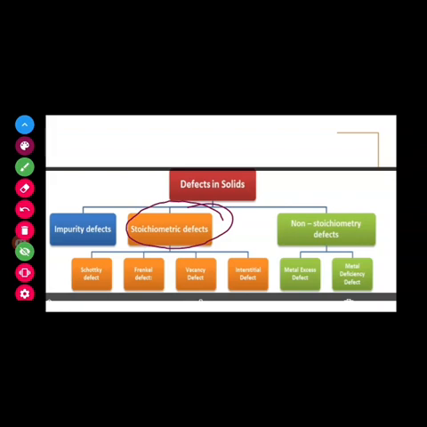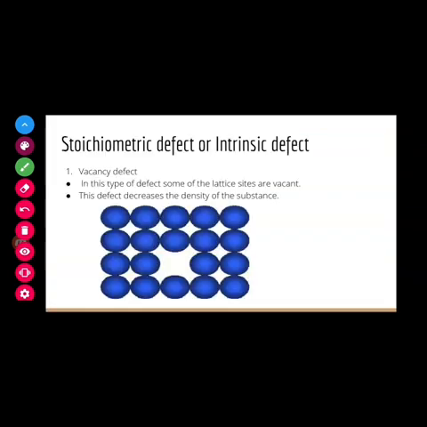we will learn about vacancy defect first. So let's see what vacancy defect is. Stoichiometric defect is also called intrinsic defect. In vacancy defect, some of the lattice sites are vacant. Here you can see that the crystals are arranged in a particular way, and you can see a vacant site here. So this site is said to be vacant. This is nothing but vacancy defect. As you can see, there is a vacant space here. That is why this type of defect is known as vacancy defect.